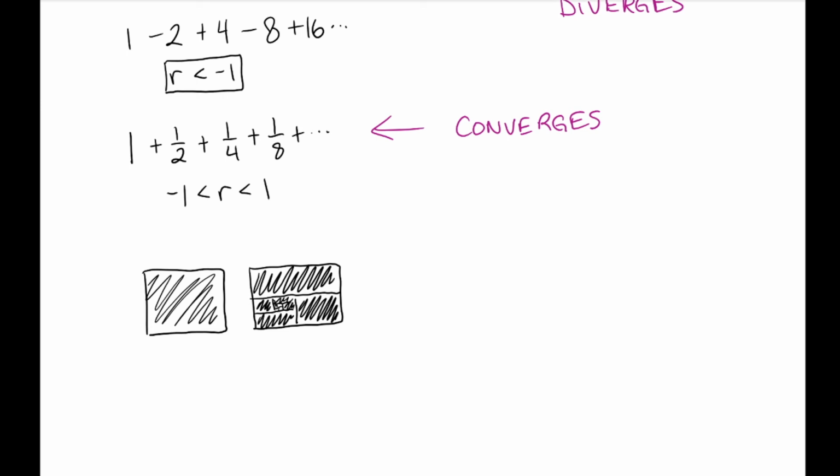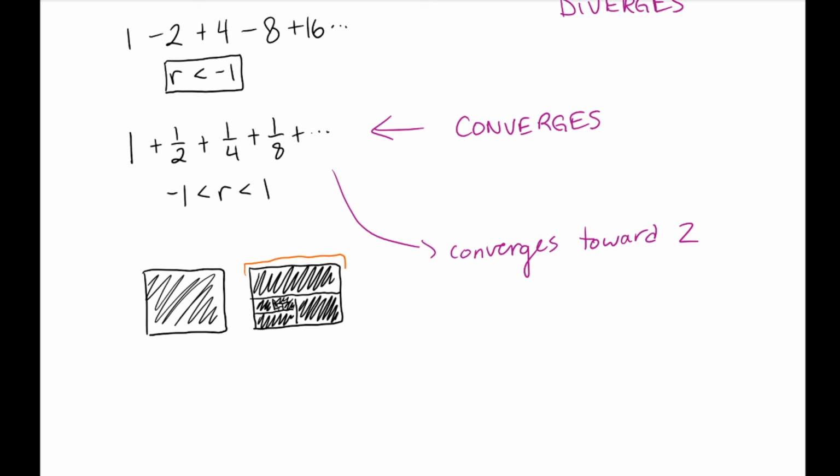ends up happening is eventually I'm adding pieces that are so tiny, but still part of a whole, that really every term after this first one is basically just contributing to filling in this second shape. And so what this actually converges towards, this converges toward 2. And so as far as the infinite sum of that series, we would be able to say that is its limiting sum, that it converges towards a value of 2.